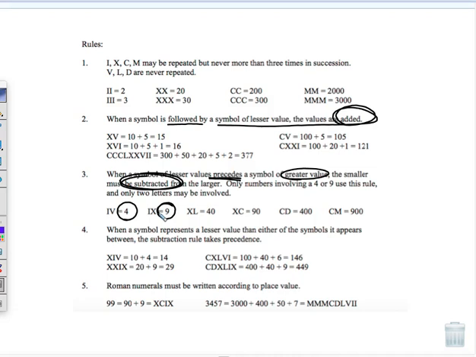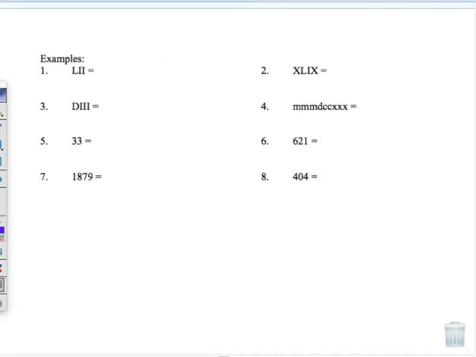And so what we'll do now is we're going to do some examples going both ways, going from Roman numerals to base 10 numerals, and then we'll go from our base 10 numerals back to Roman numerals. So looking at the first one, we look at our rules. We know that L is 50, II is 2. So the first one's pretty simple. L is 50. II would be 2, and so my base 10 numeral would be 52.